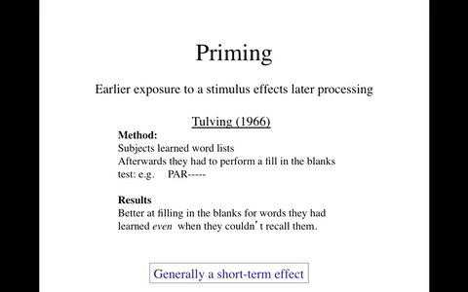So it's implicit because they have no explicit memory. They don't recall having seen it, but it's affecting, in this case, their ability to do this task. Generally, there's a short-term effect. Priming lasts somewhere in the range of minutes. It does not last for hours or days.